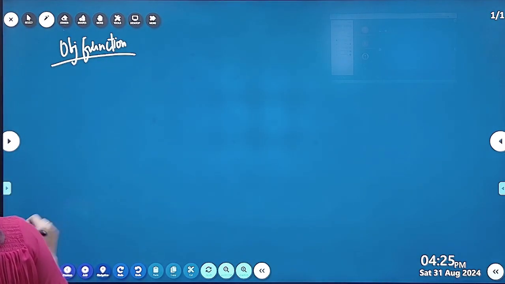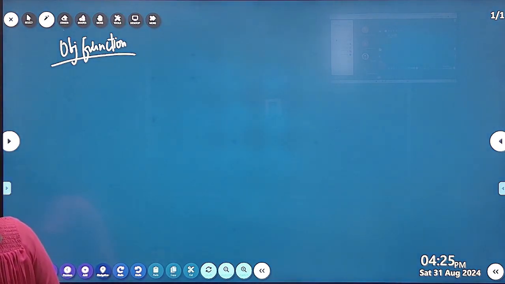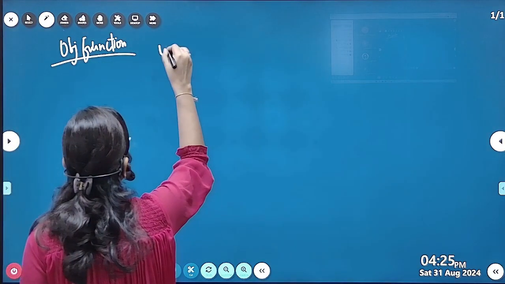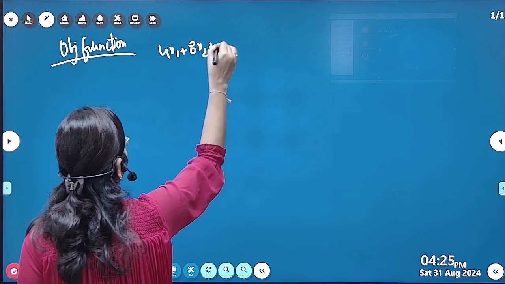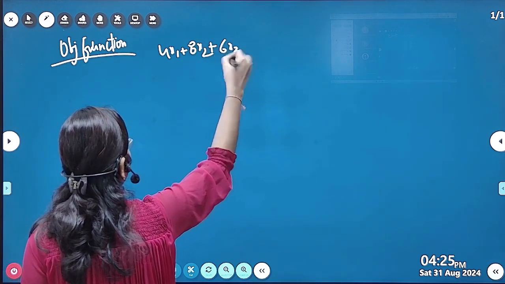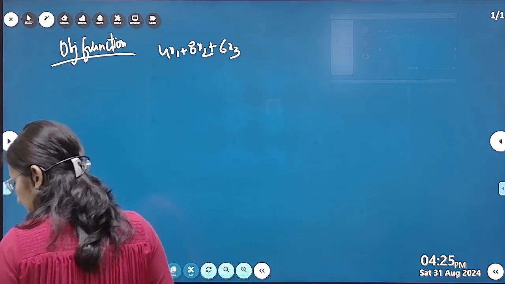What is the objective function from the table? Yes, 4x1 plus 8x2 plus 6x3. Next.